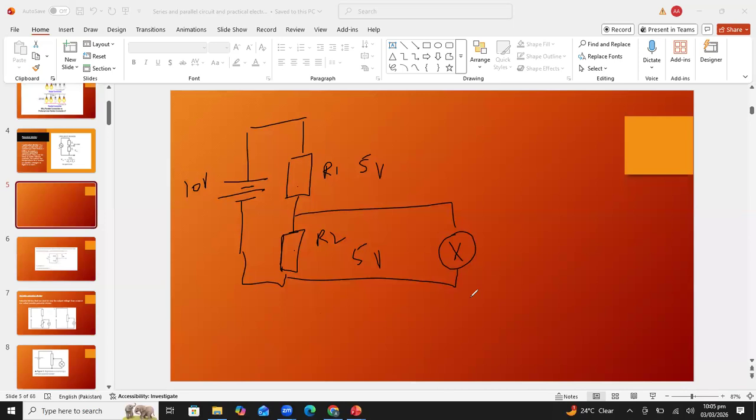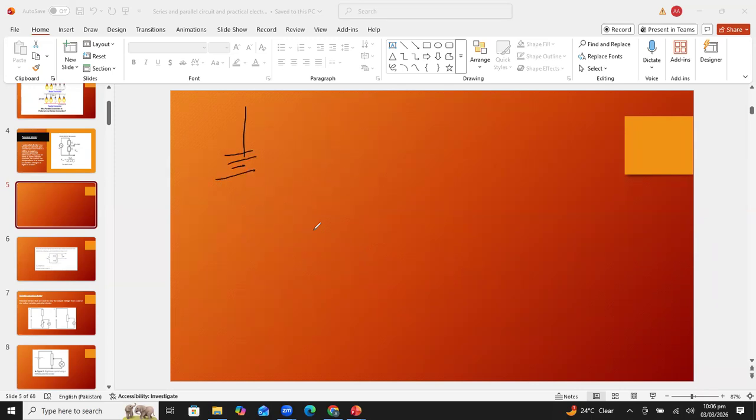But what would happen if I use unequal values of resistors here? If I use different values of resistors, how can I find the voltage across each resistor? Let me draw the circuit again, students. This is a battery of 10 volts. This is one fixed resistor R1 and its value is 100 ohm. And this is another resistor R2, its value is 200 ohm. Now this circuit has been completed.